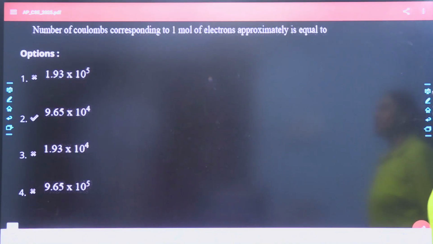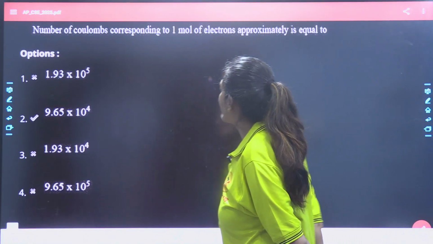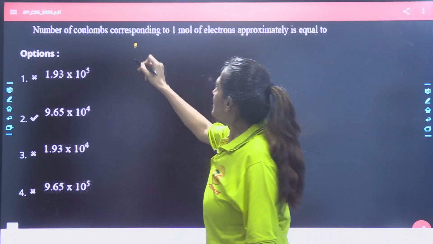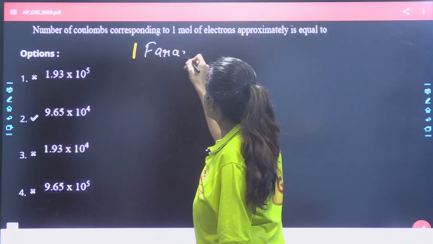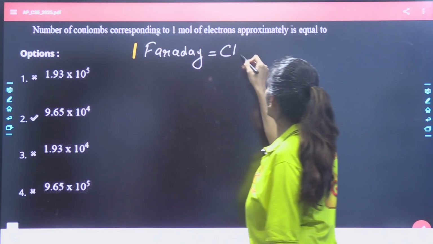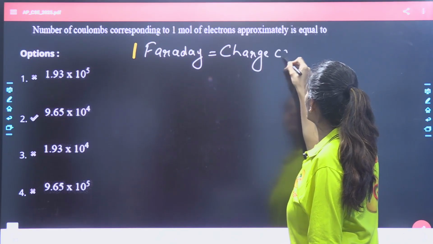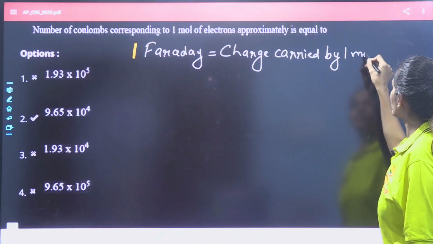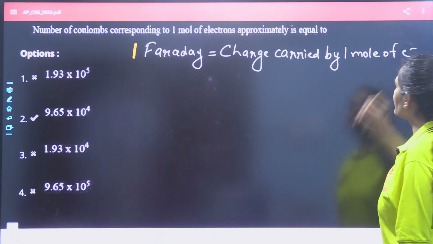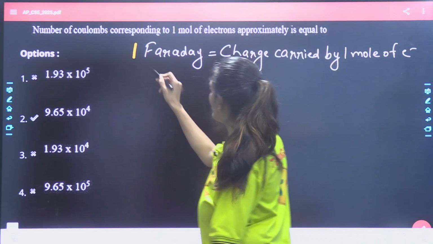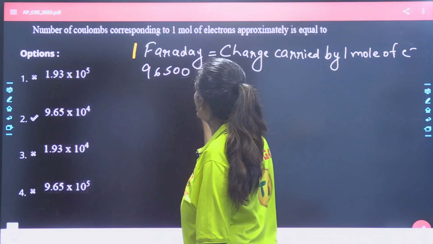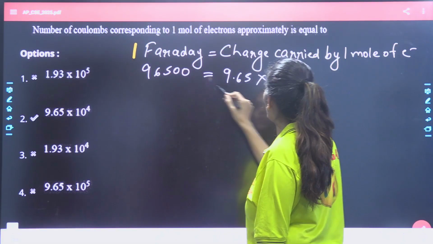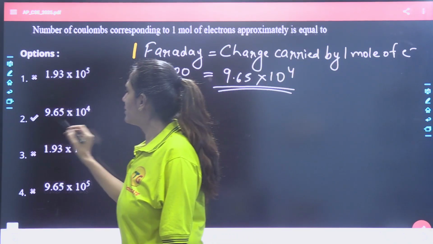Now, the number of coulombs corresponding to 1 mole of electrons is equal to Faraday. This is the definition of what? 1 Faraday. 1 Faraday is the charge carried by 1 mole of electrons. And 1 Faraday's value is 96500, or we can write it as 9.65 into 10 raised to power 4. So our correct option would be option number 2.